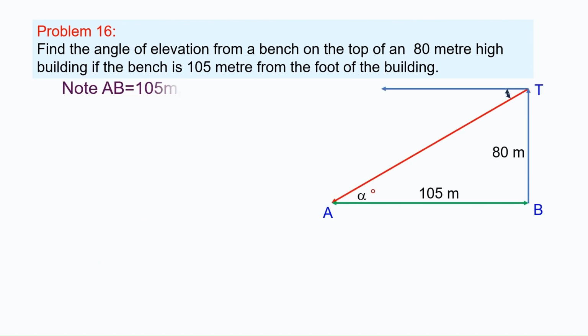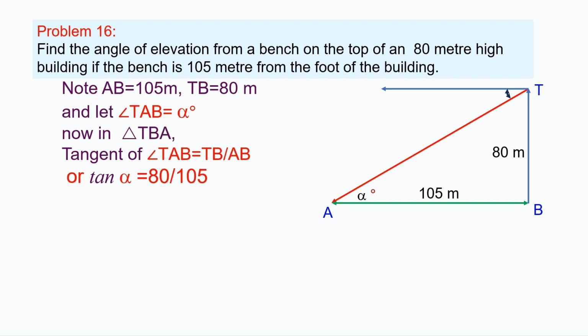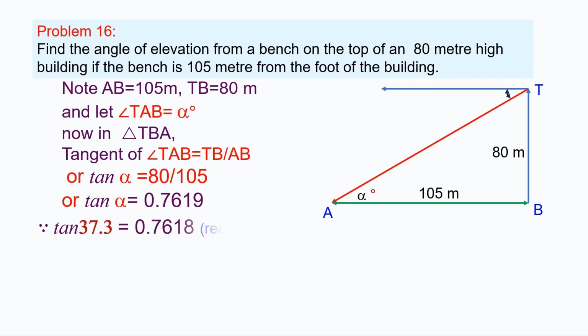Note AB equals 105 meters, TB equals 80 meters, and let angle TAB equals alpha degrees. Now in the triangle TBA, tangent of the angle TAB equals TB divided by AB, or tangent of alpha equals 80 divided by 105, or tangent of alpha equals 0.7618.